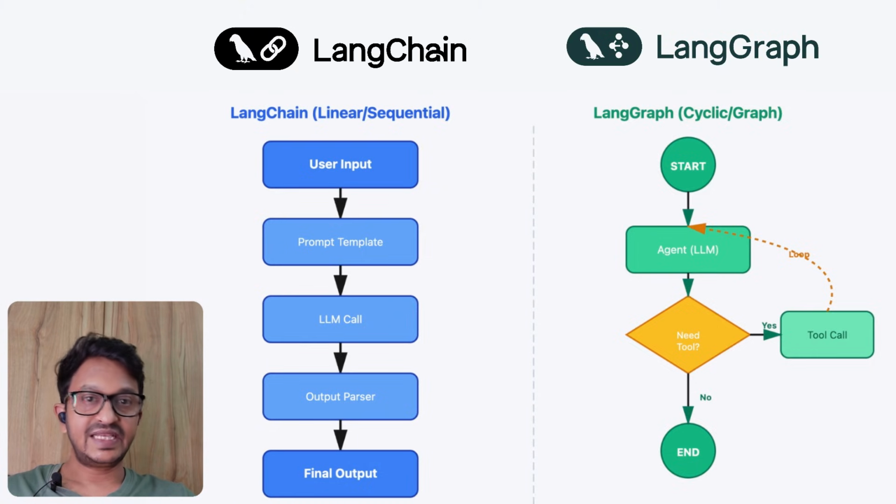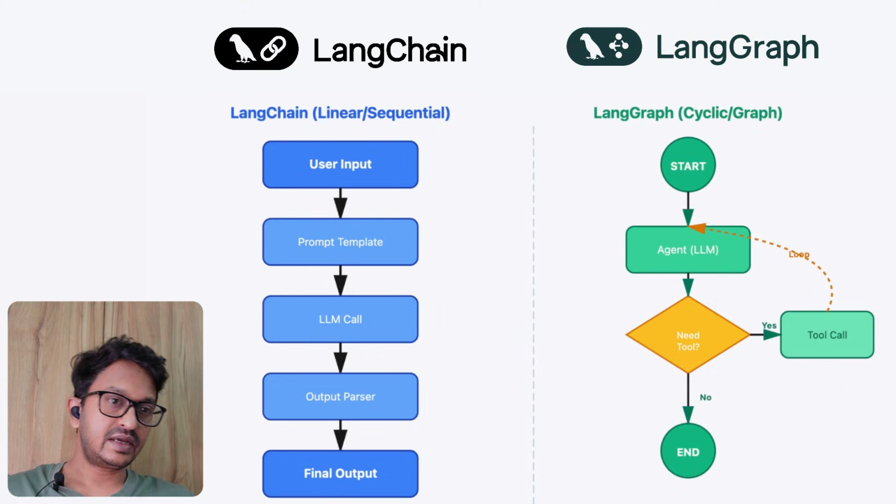And then the agent behavior, single reasoning step, you don't go back in LangChain, since it is very linear, you can't actually loop back to the previous step. Whereas it is very much possible, multiple reasoning loops can be possible in LangGraph. So these are some of the simple key differences.